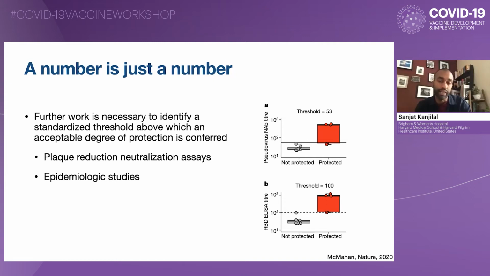And so this is the kind of data we need to then inform epidemiologic studies, such that when we follow people over time and quantitatively measure their antibody levels, we can say people above a certain threshold went on to not develop infection, whereas those who had antibodies below this level were at higher risk for infection. So it's a combination of both in vitro work as well as epidemiologic studies.